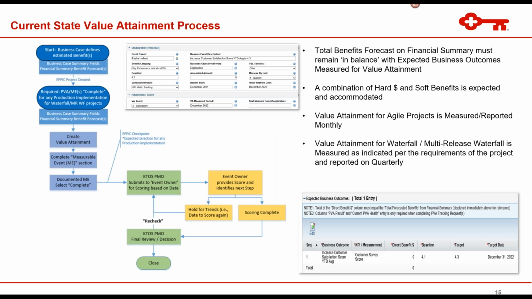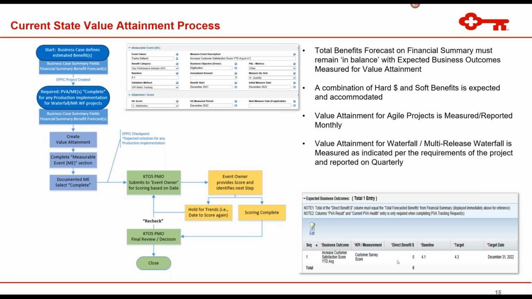Okay. So our current state value attainment process, as I stated, we have the total benefits forecast on the financial summary must remain in balance with the expected business outcomes measured for value attainment. So this is a little snippet of that. We have our expected business outcomes. It's a table on the project details page pulled from the business case proposal. You have your KPI measurement, direct benefits, baseline target, target achievement date, and there can be multiple.